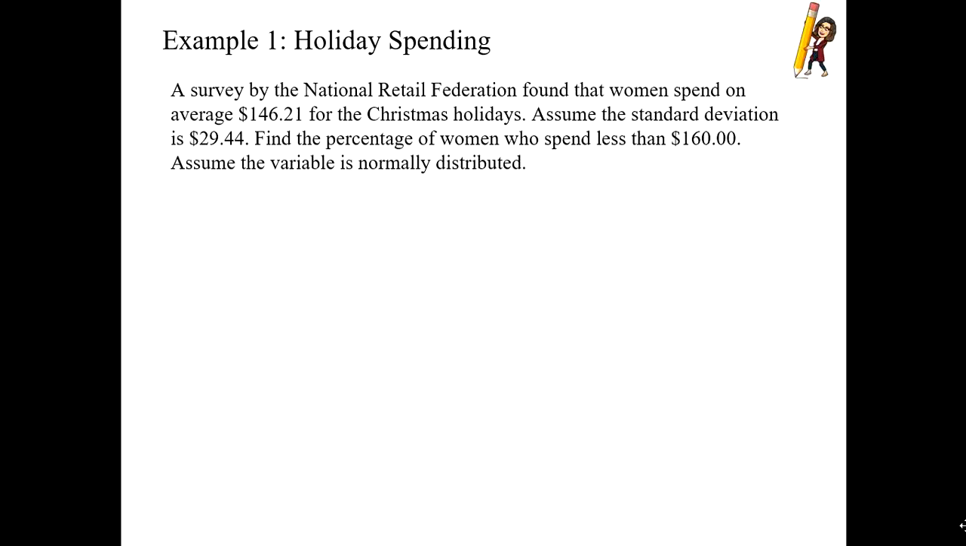There are going to be multiple steps in each one of these problems. The reason why our last lesson focused so much on the formula z is equal to the value minus the mean divided by the standard deviation is because that's our first step. Before we can find any kind of percentage, we need to find a z-score. So step 1 is to find the z-score using that formula.